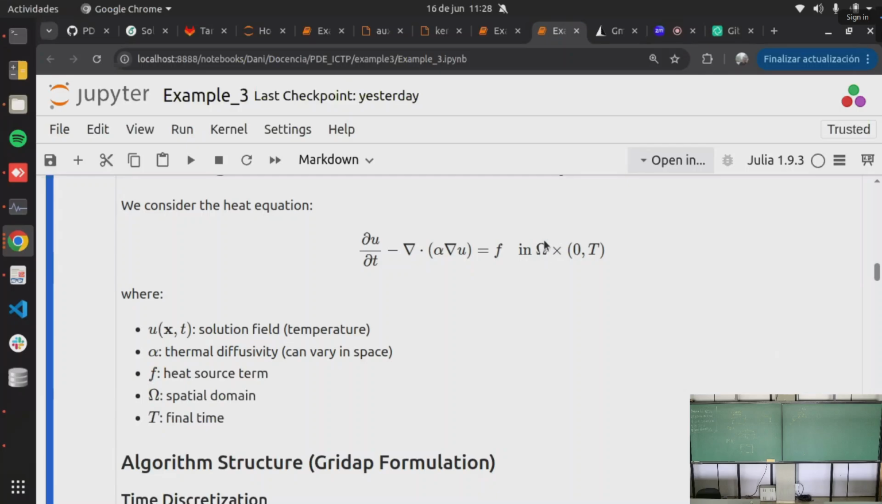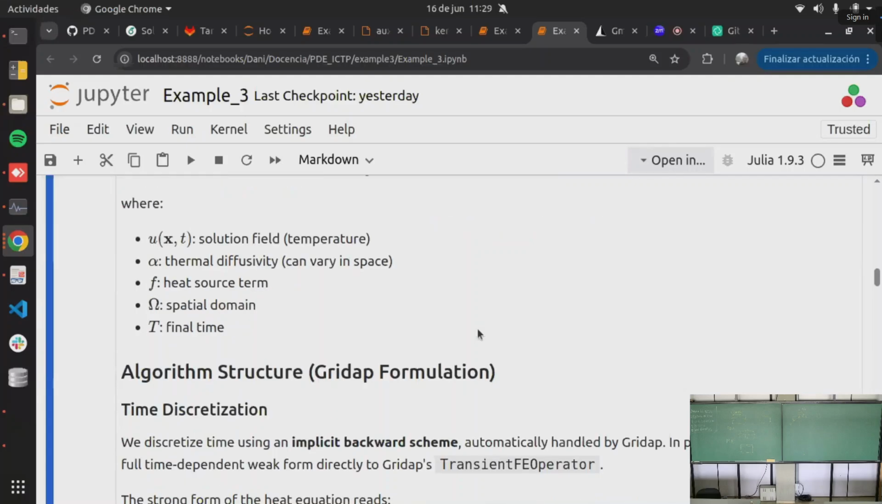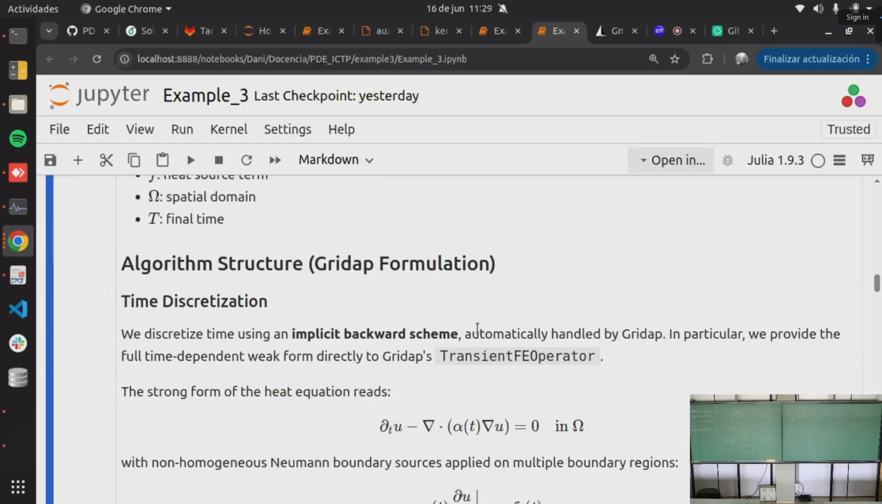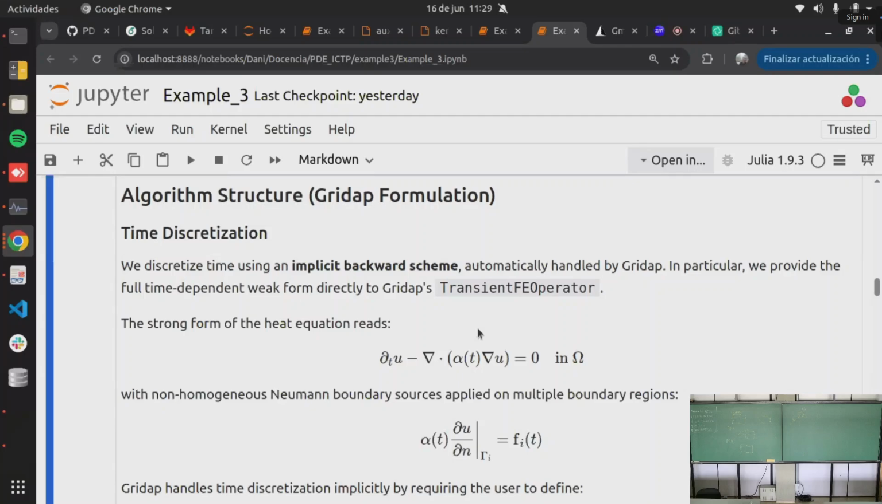And we perform the simulation in the physical domain, the spatial domain, omega, that will be our box, and the time domain, that will be represented in this way, where t is the final time. And the algorithm structure to solve it is we discretize time using an implicit backward Euler that is handled by Gridap. In particular, we provide the full-time weak formulation directly to Gridap's transient FEM operator.